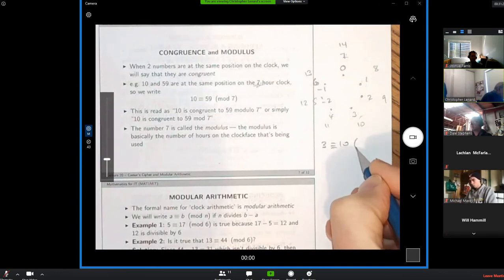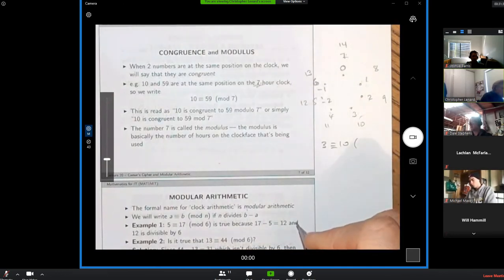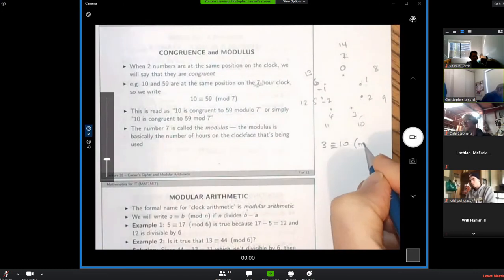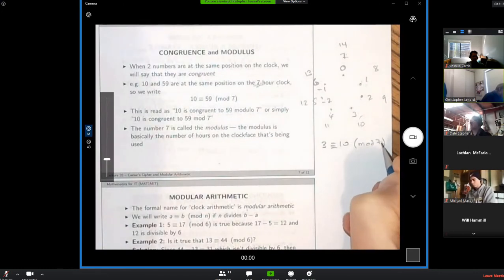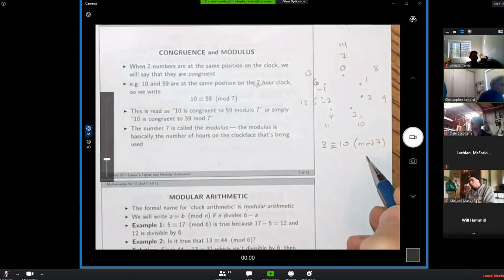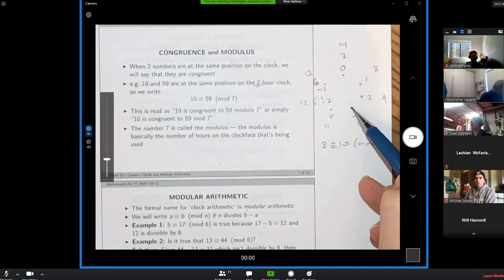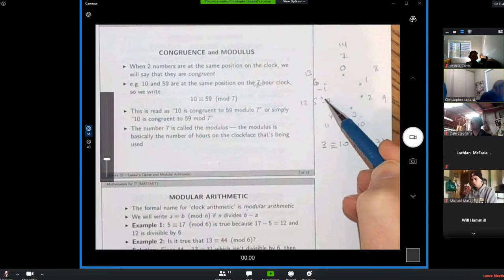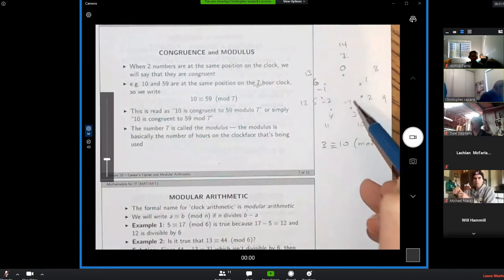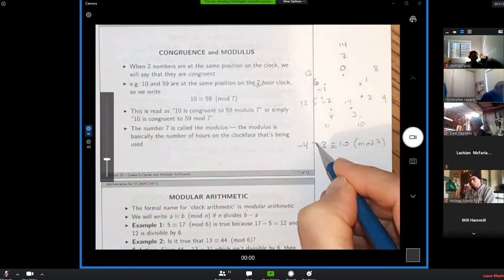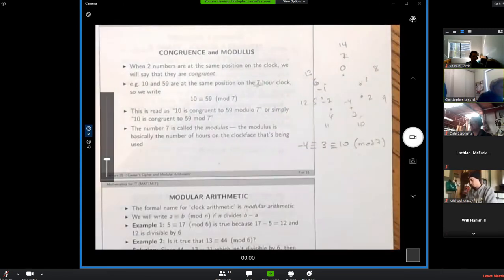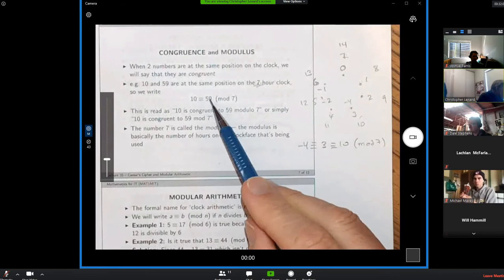And to say that we're working in the 7-hour clock face, we talk about mod 7, which is short for modulus. It also means, if we count backwards, 3, 2, 1, 0, -1, -2, -3. This is also -4. So -4 is also congruent to 3 and 10. And we use this triple equal sign for the congruent.